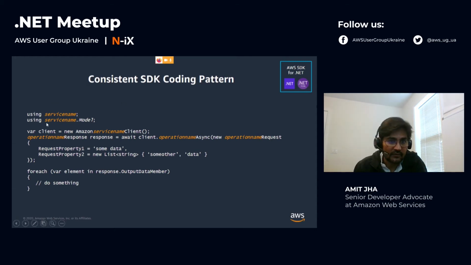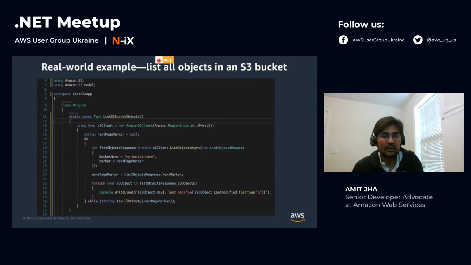One key thing on the SDK is a consistent coding pattern. As you can see, using service name.model, you create the service client, and then do the operation. Each operation may have request information that it needs, and then it responds. So this is consistent. You manipulate one service, you pretty much manipulate all other services, so the learning curve is much faster. The learning is in the underlying functionalities and methods that are exposed. That takes some time to understand.